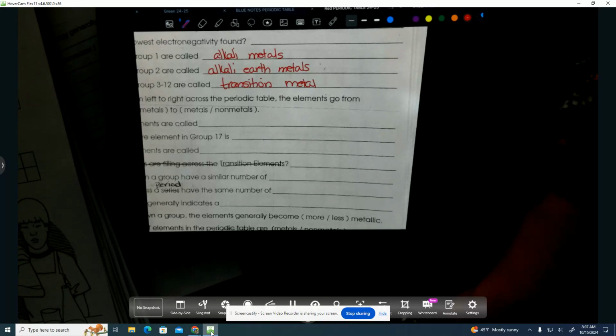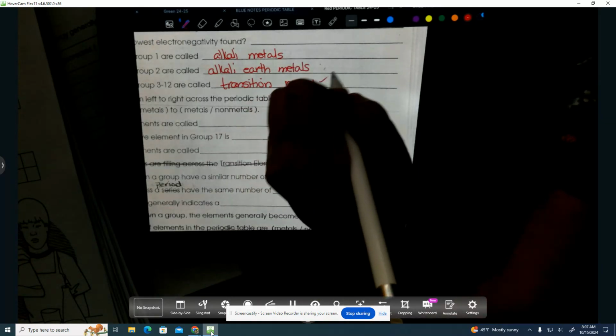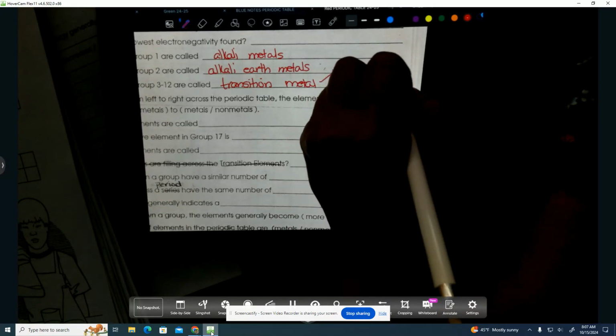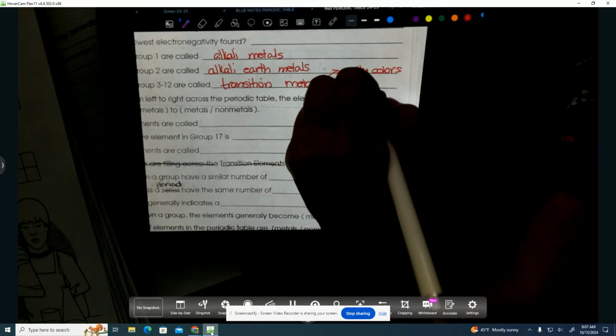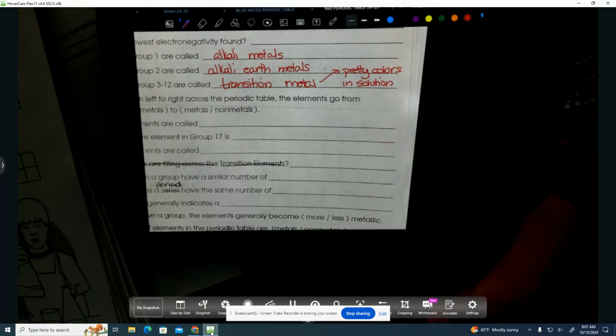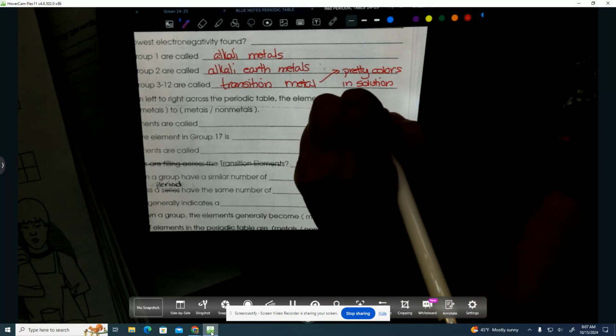Uh-oh. Nobody remembers? I know I talked about this. They make pretty colors. Remember that? They make pretty colors when they are in solution. So write that down. They're pretty colors in solutions. A solution means when they are mixed with water and they are actually forming ions.